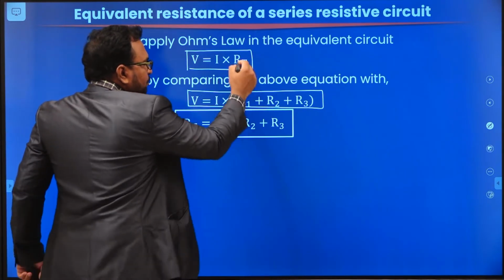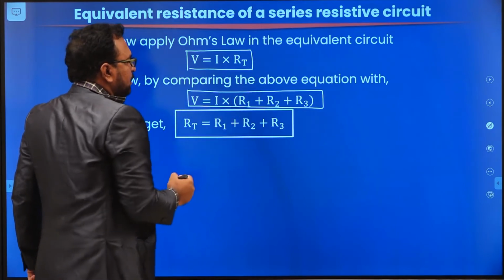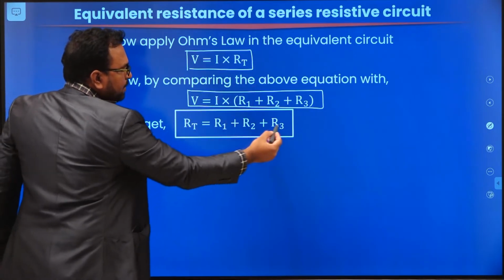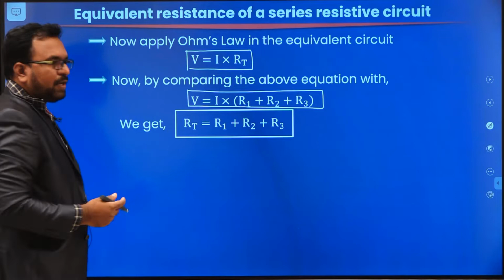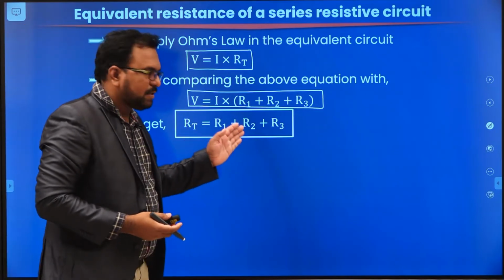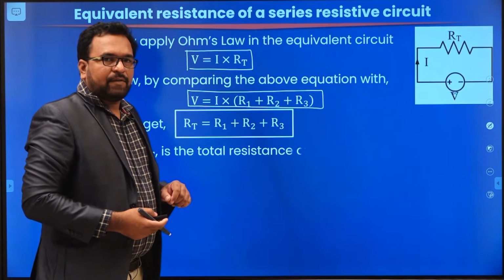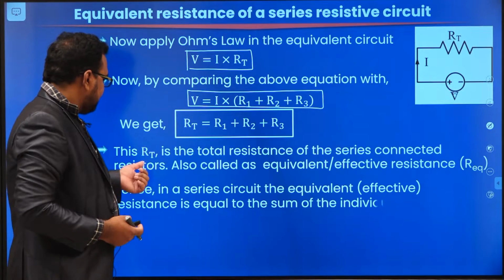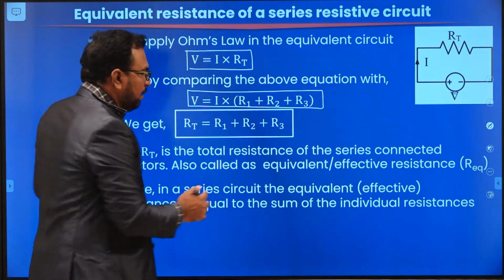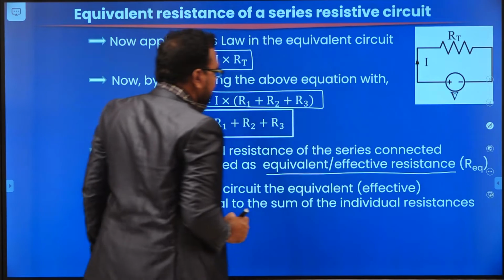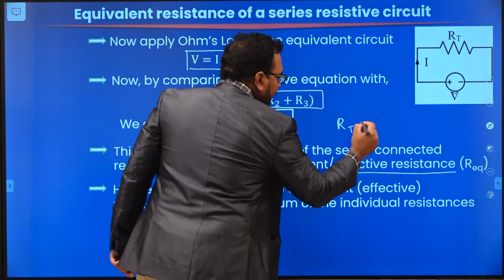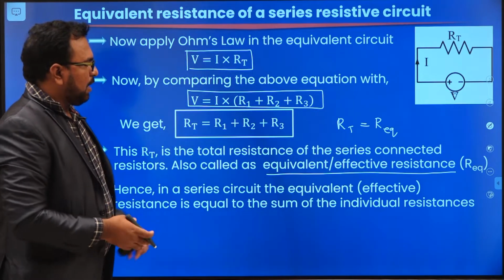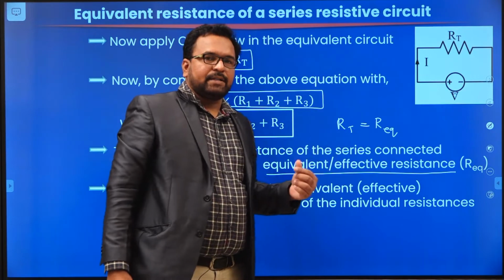If you compare these two equations, the common terms are V and I. So in place of RT, we are having R1 plus R2 plus R3. That means the total resistance RT is always equal to R1 plus R2 plus R3 in the equivalent circuit. So this RT is the total resistance of the series connected resistors, also called equivalent or effective resistance.